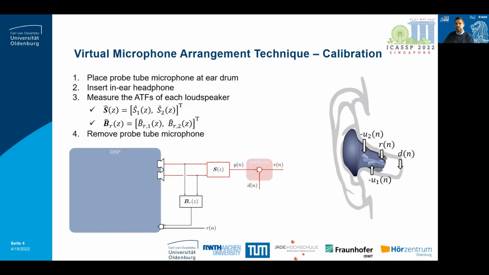In the first stage, called the calibration stage, a probe tube microphone is placed at the eardrum that is depicted here in pink. Afterwards, the in-ear headphone is inserted into the ear. With the DSP depicted here in blue, the acoustic paths between each loudspeaker and the eardrum, called the secondary path S, as well as the acoustic paths between each loudspeaker and the inner microphone, called feedback path, or B sub R here, are measured. After all measurements have been performed, the probe tube microphone is removed.